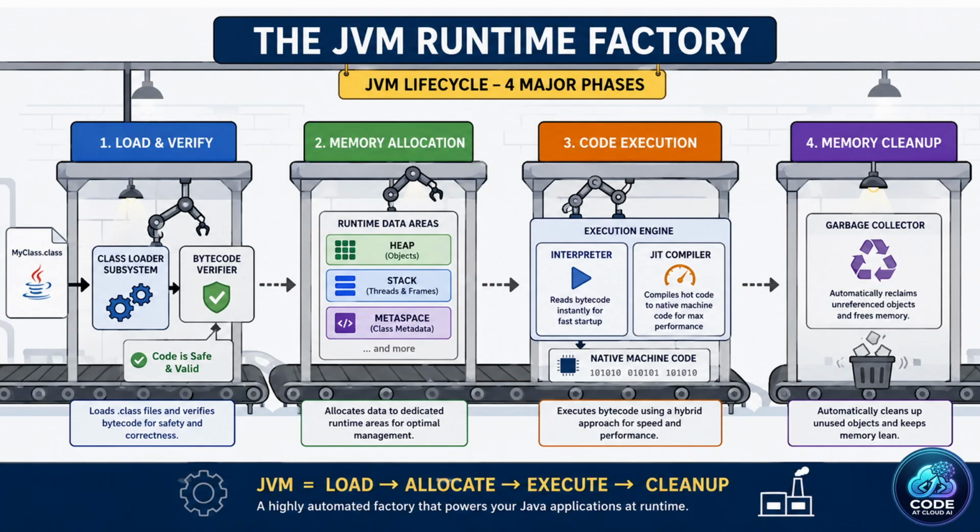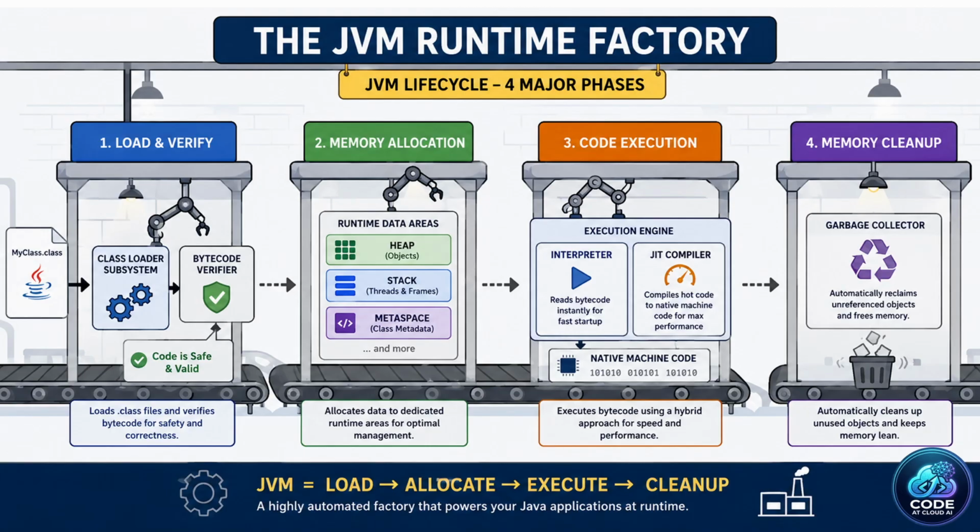Second is memory allocation. It routes data dynamically into dedicated runtime areas, like the heap, the stack, and Metaspace. Third is code execution. The execution engine uses a hybrid approach. An interpreter reads bytecode instantly for fast startup. The just-in-time compiler optimizes hotspots into native machine code for maximum performance. Finally, memory cleanup. The garbage collector automatically sweeps away unreferenced objects, keeping your system lean.